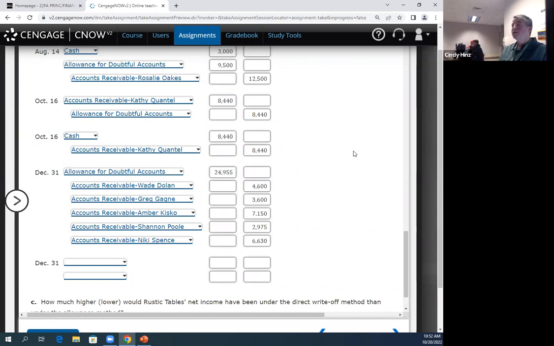So all of these entries so far are exactly the same as what we did under the direct write-off method, except rather than hitting the bad debt expense line, we use the allowance for doubtful accounts or uncollectible accounts. And that is a contra asset on the balance sheet. So there's no income statement effect at all of writing off an account under the allowance method. Here's the part that's different.